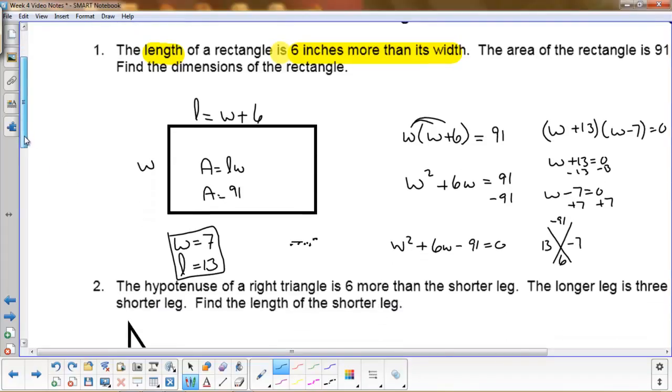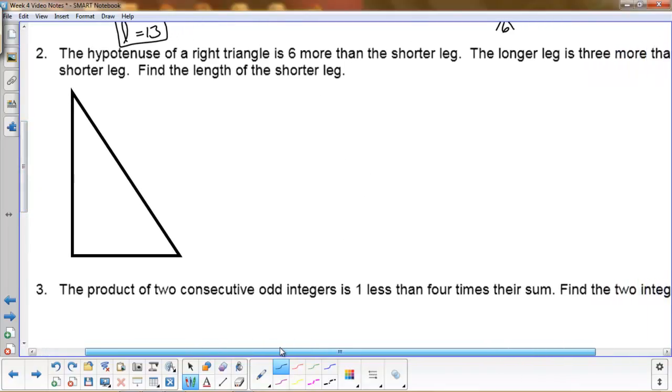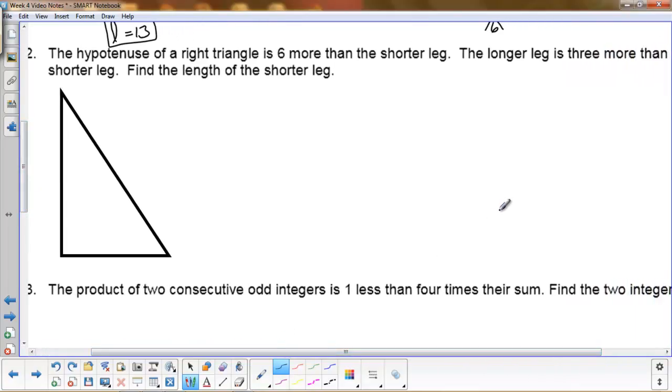Example number 2 involves a right triangle, so I've gone ahead and drawn in my right triangle there. I'm going to label all the parts of my right triangle so that I can solve this problem for the value of x, which is the unknown length. I'm asked to find the shorter leg, and all of the other sides of the triangle are based off of the shorter leg. Notice the hypotenuse is 6 more than the shorter leg. The longer leg is also longer than the shorter leg.